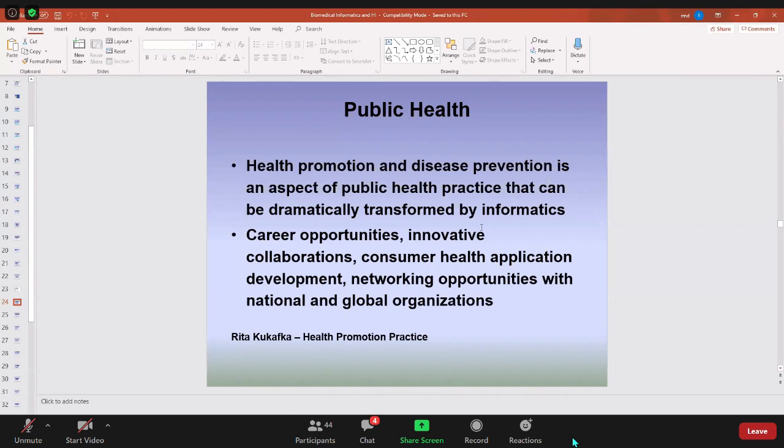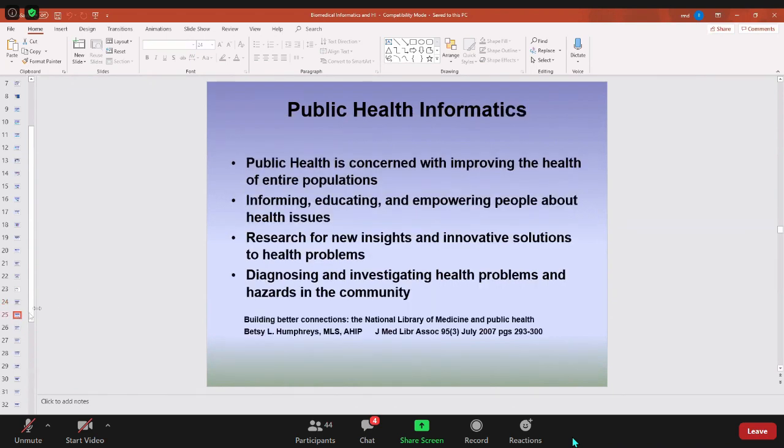So what are the career opportunities, innovative collaboration, consumer health application development, networking opportunity with all these national and global organizations? All these are actually part of the public health components. Public health is concerned with improving the health of the entire population. It's not only on the individual. So although precision medicine serves as part of public health informatics.